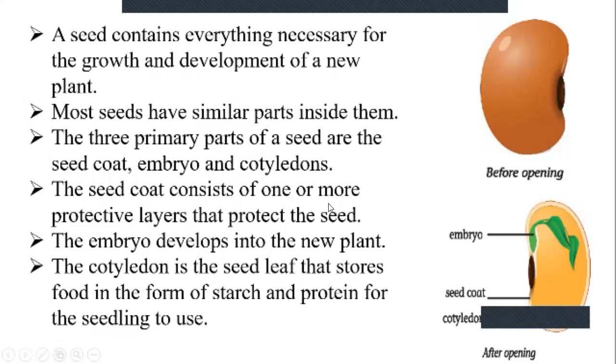The seed coat consists of one or more protective layers that protect the seed. The embryo develops into a new plant. The cotyledon is the seed leaf that stores food in the form of starch and protein for the seedling to use.